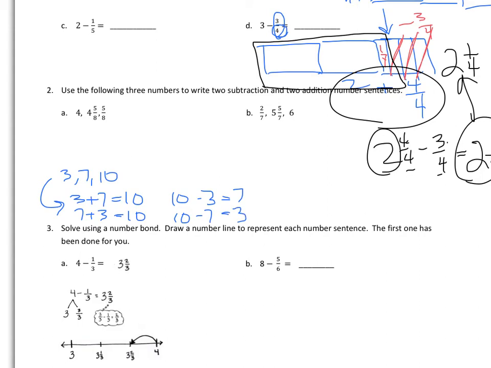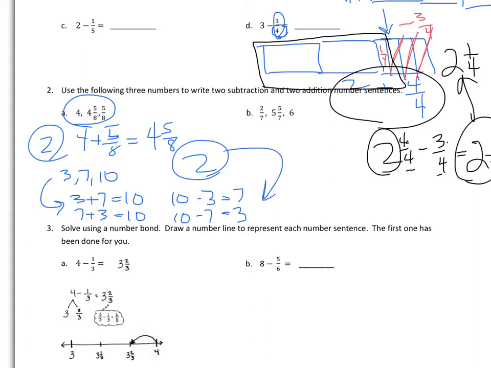Same work here. So you can see the addition model would be something like 4 plus 5/8 equals 4 and 5/8. I used each of these three numbers. I did an addition. So remember, they need 2 for addition and 2 for subtraction, and this can be a guide to help you.